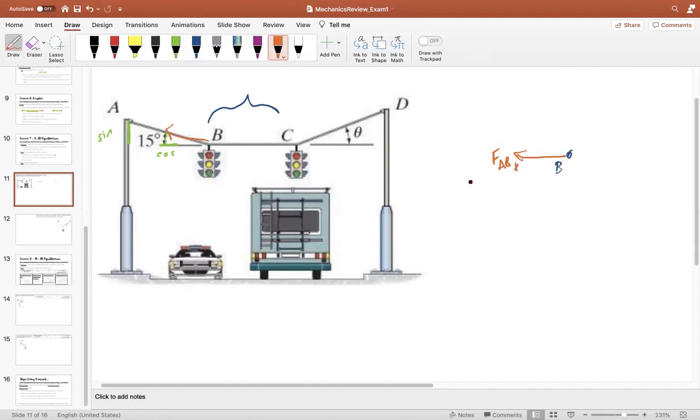Okay, so FABx is FAB cosine 15. And then what about FABy, I'm sorry.